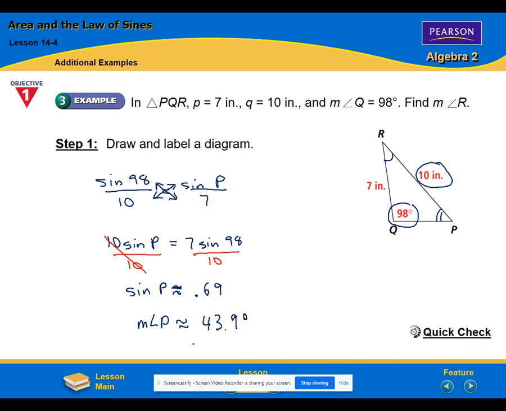Now, again, that's not the answer. They didn't want the measure of angle P. They wanted the measure of angle R. So make sure you're answering the question that they're asking. If I then take 180 and subtract 98 and the answer that I just got, I'll have an answer for angle R, which is 38.1 degrees.